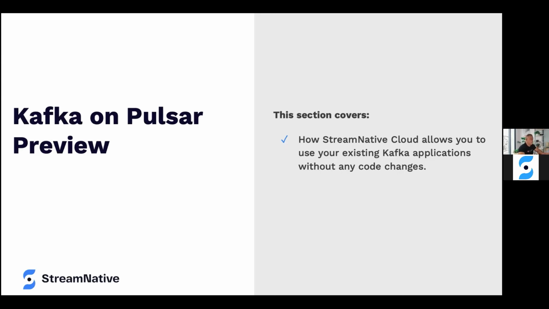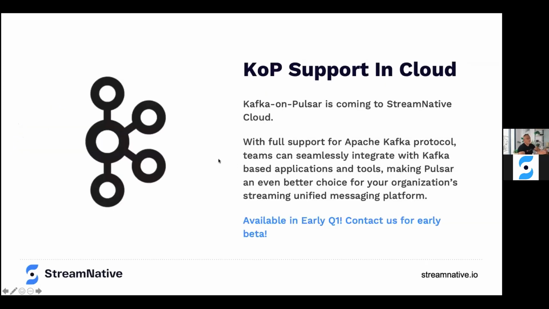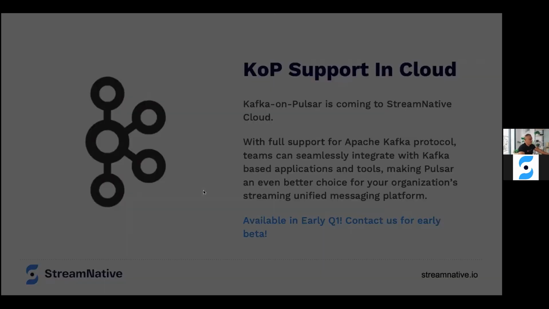So if you've invested a lot of time and money and infrastructure and development costs into writing applications for Kafka and you want to switch over to Pulsar, this makes it seamless from an application perspective, right? So it's coming very soon. This is in preview. It's going to be available in early Q1. If you want an early beta, please reach out to us. We can make it available to you. But again, it allows you to seamlessly integrate with Pulsar, with Kafka applications and tools, making Pulsar an even better choice for your organization's streaming use case, because you can leverage existing application investments that you've made in writing applications based on Kafka. You can now just completely port them over and run them on StreamNative Cloud.